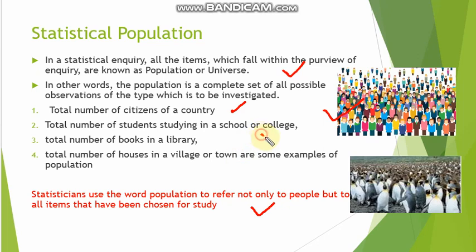Total number of students studying in a school or college also constitutes a population. Total number of books in a library also constitutes a population. Or the total number of houses in a village or town are some of the examples. In this case, this is the population of the penguins, the total population of penguins. So population is nothing but all the items which fall within the purview of our inquiry. That is a population, or this is also called a universe.